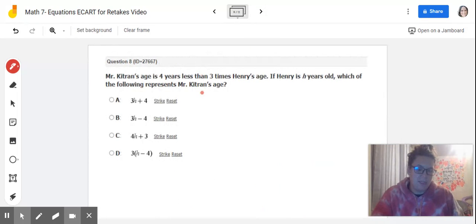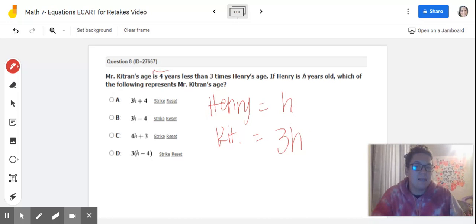All right, number 8. This is another word problem, which you could have done any way you wanted to. Really, you're just translating these words into math. So if Henry is H years old and Mr. Kitchen is 3 times Henry's age, but he's 4 less than. This is the part that we're really writing as translating 3 times or 4 years less than. Less than means I got to subtract.